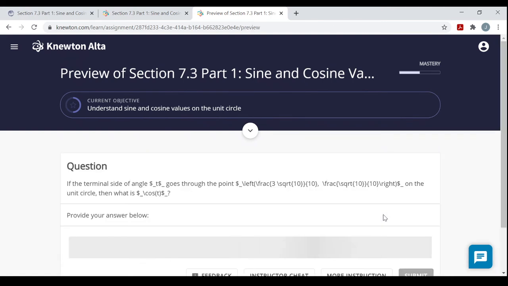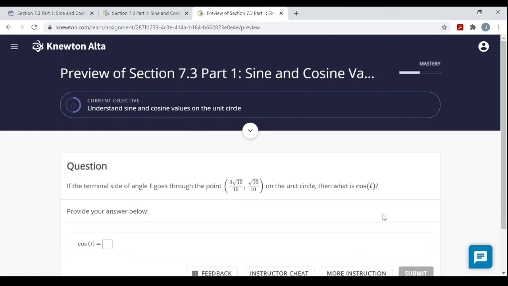Now you can draw pictures like I did too if you wish. So this time the angle is called T, right? So it's really no different. Instead of a capital A, or theta, it's T. And if the terminal side of angle T goes through the point, and again, you can double check if you want, make sure that this is actually a point on the unit circle. This point is 1 unit away from the origin. So x squared plus y squared equals 1. You can check that. But it is on the unit circle, right? Just believe it for now.